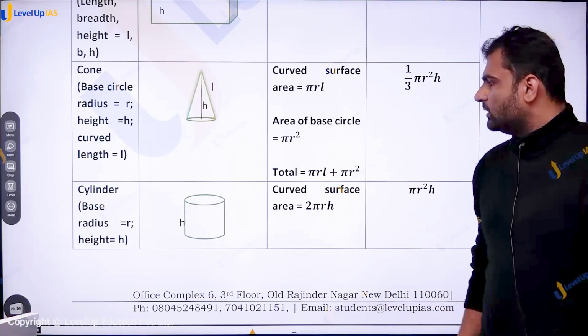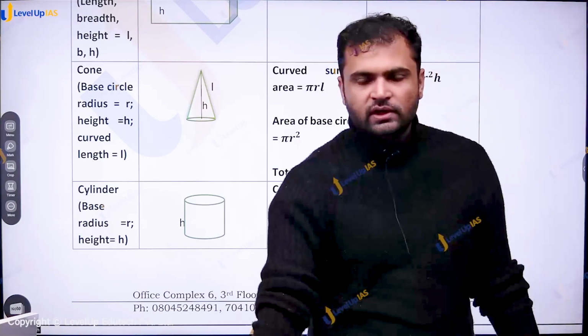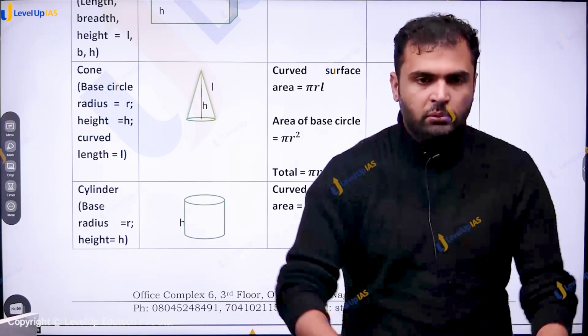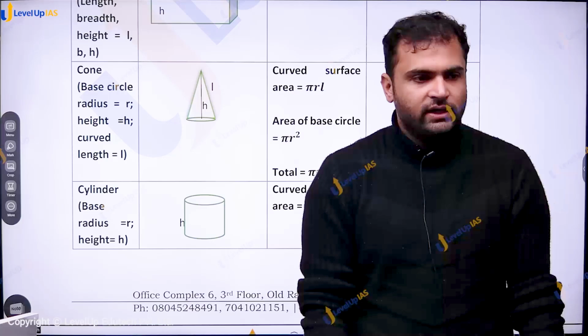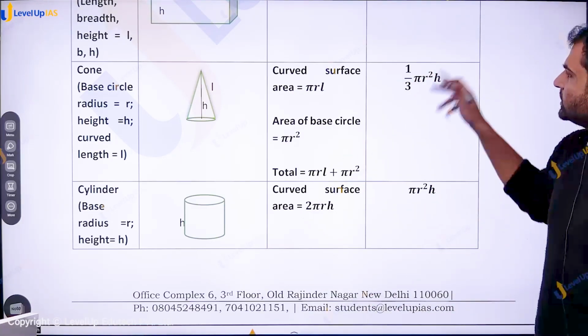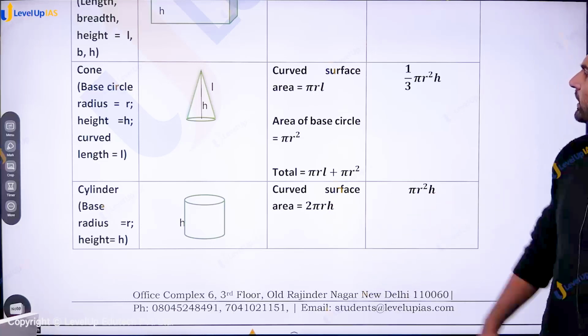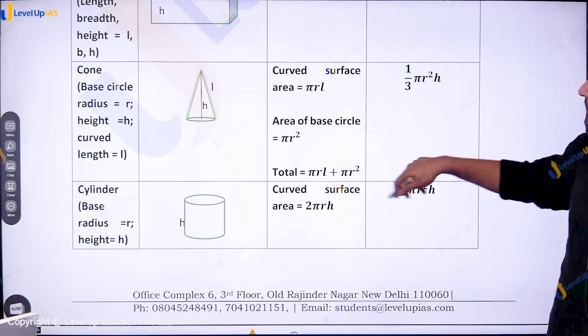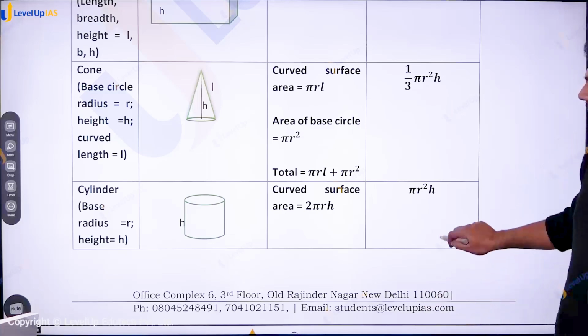And volume is the same. What is the volume? What is the area of the bottom circle? Pi r square. And how many are put one over another? Pi r square h. Pi r square h is volume and surface area is 2 pi r h. And for cone, 1/3 of this, and this is pi r L plus pi r.